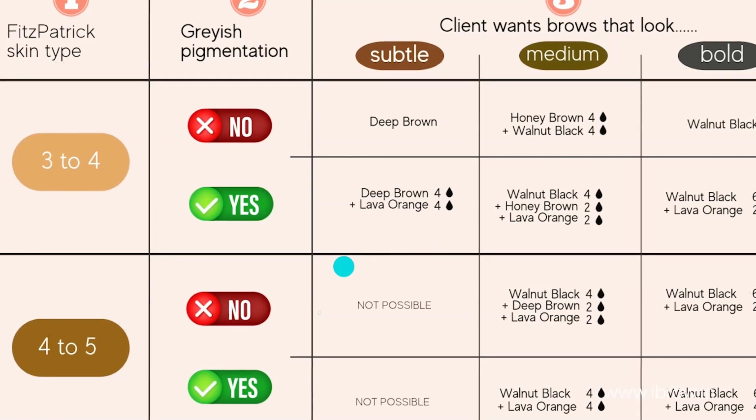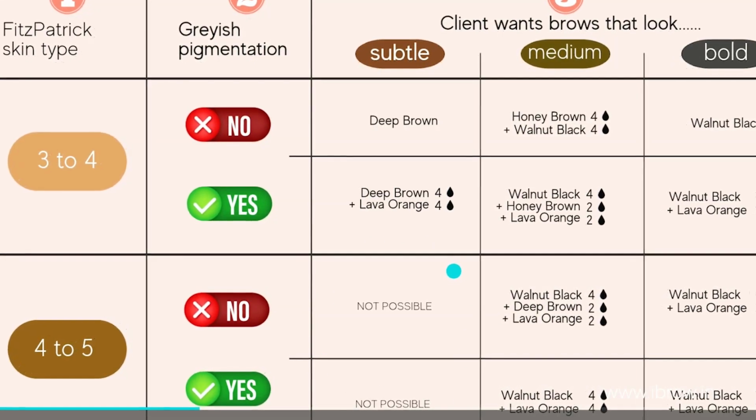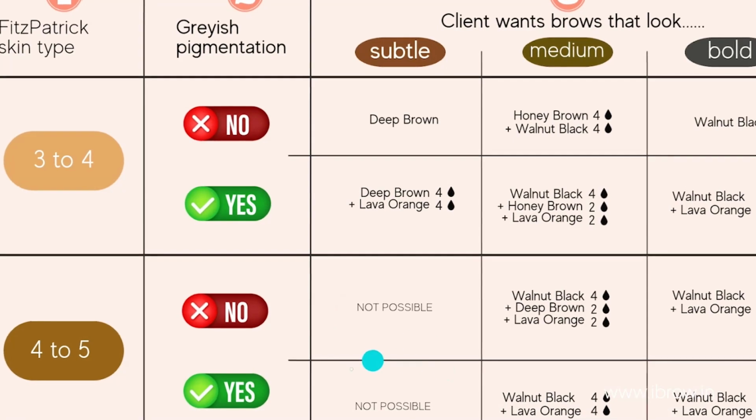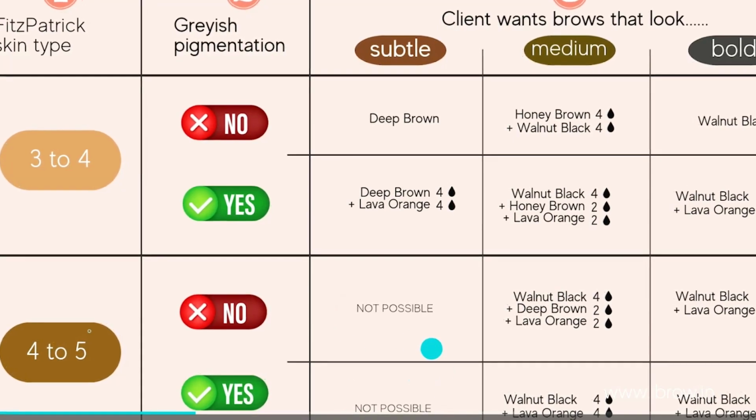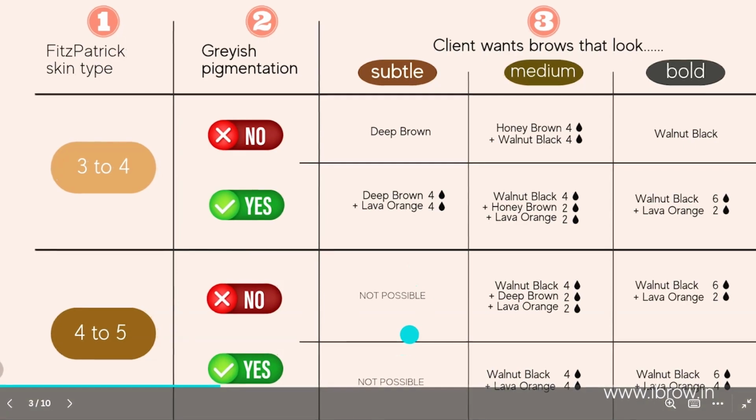Let's go back a little and see the subtle brow in skin type 4 to 5 for the shading purpose. I have written not possible here, because if you see the color of skin type 4 to 5 and the color of subtle brow, it is very similar. A subtle brow will not be seen on a darker skin type.